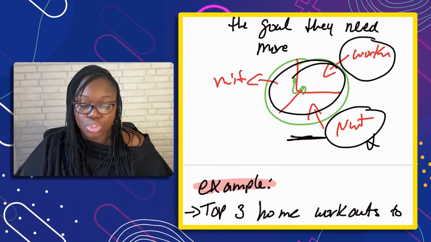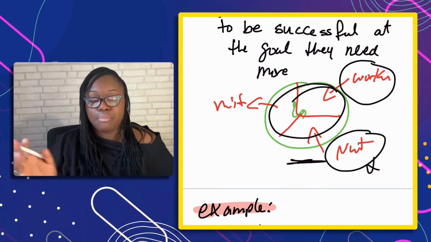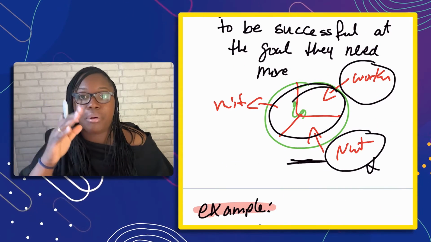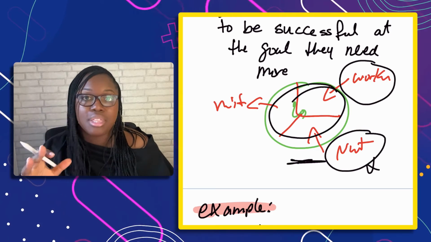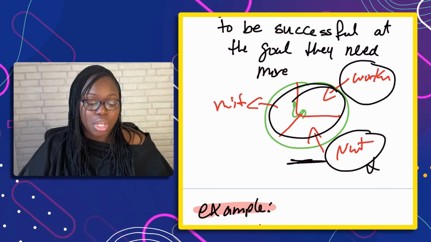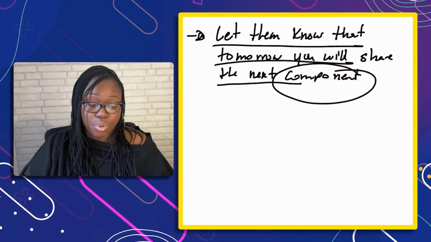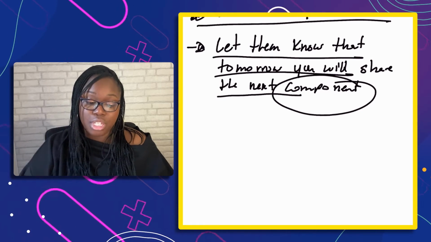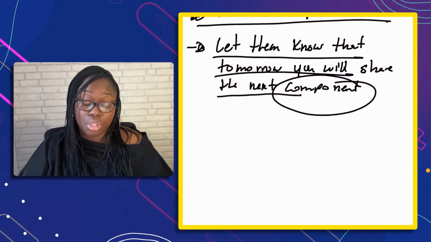Because remember, there's always 3 things, usually 3, they can be more, but whatever goal you're trying to help other people achieve, there's mainly 3 things that they have to do in order to achieve the main goal. So you talk about that here. On day 3, you tell them that on day 4, you're going to deliver on the third component.